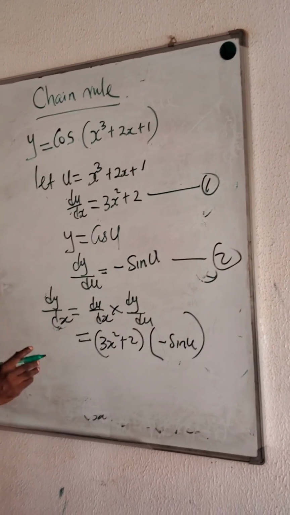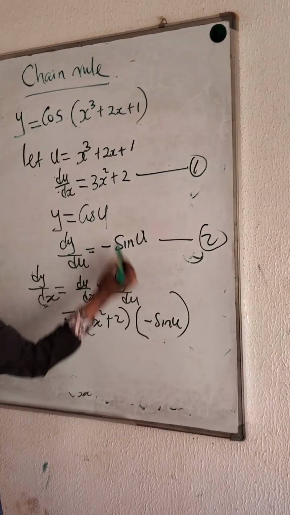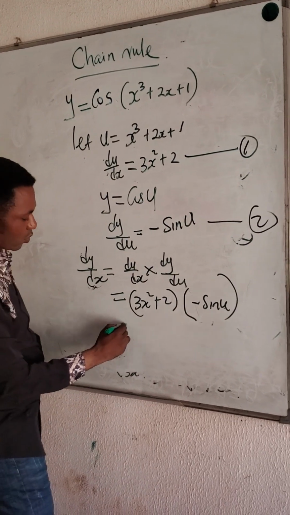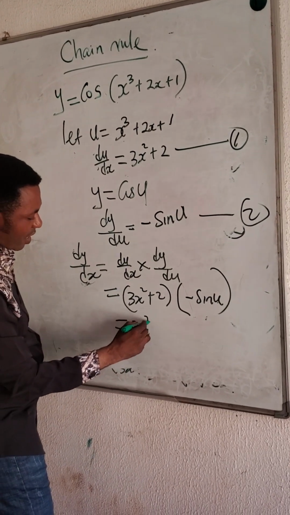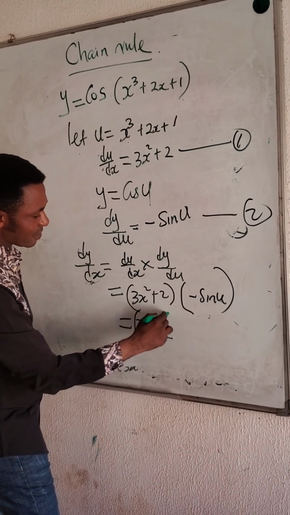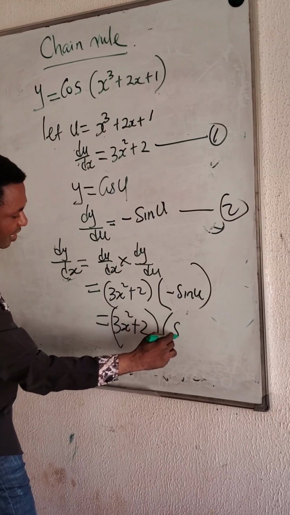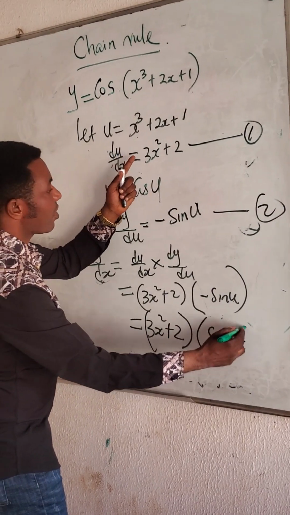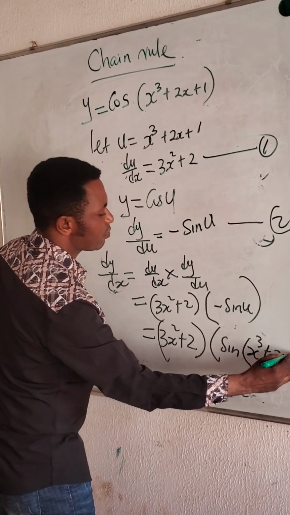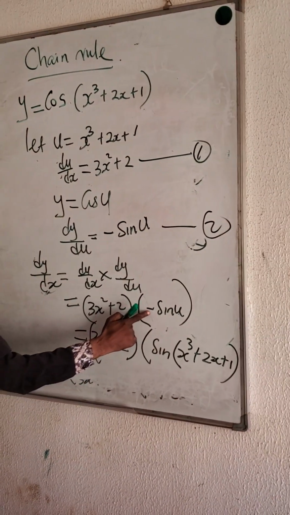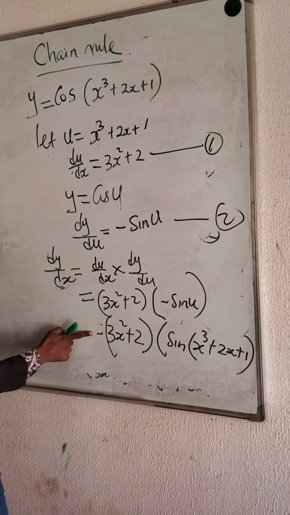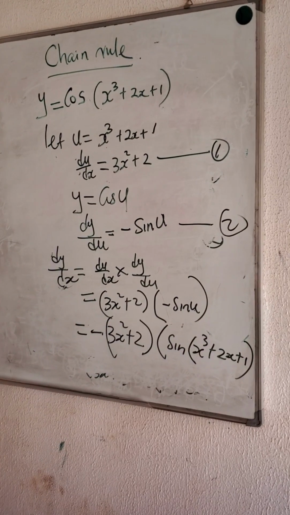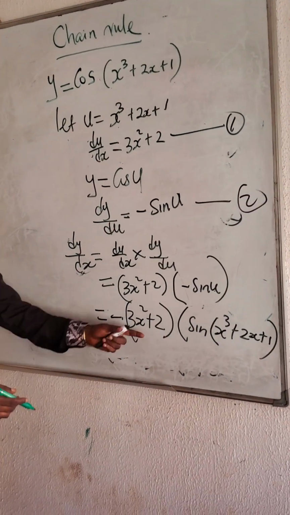Now we are almost done, but we need to substitute what is u. U is s power 3 plus 2s plus 1. Then we will now have 3s squared plus 2, then sine u. What is u? U is s power 3 plus 2s plus 1. But remember, there is minus, so we can start to put our minus here, equal to minus. And that is the answer to this one.